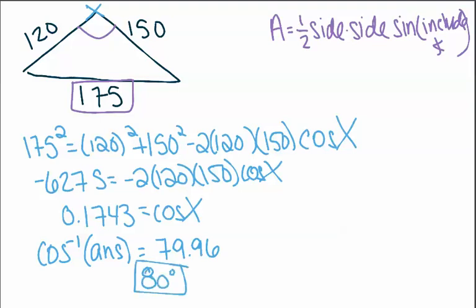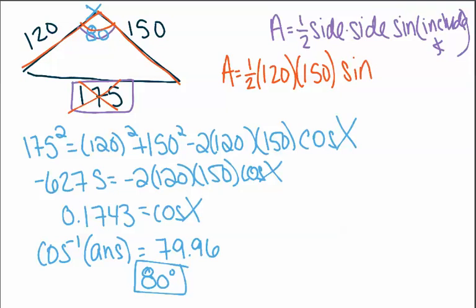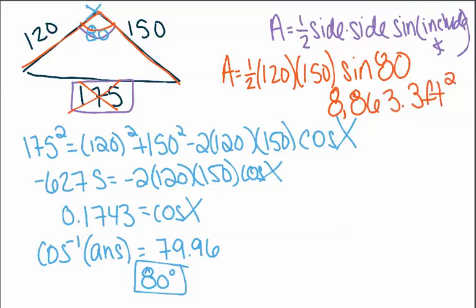So now, when I want to find what my area is, I can use my two sides and my included angle. So I'm not going to be using my 175 when I'm trying to find my area. So the area equals 1/2, side is 120, my other side is 150, and then don't forget the sine of my angle of 80 degrees. You should be able to type that straight into your calculator. We're talking about feet. It's not asking us to do any conversions, so our final answer is 8,863.3 feet. Area means squared.